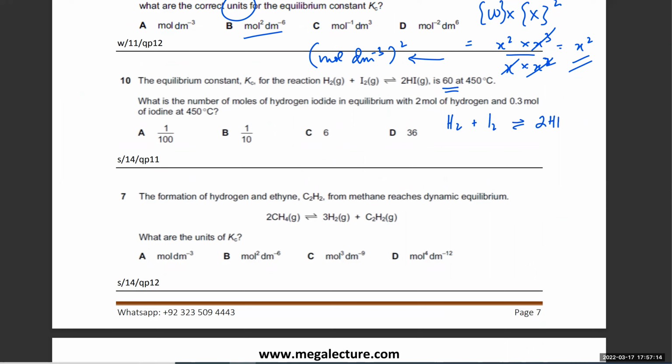They've given us the equilibrium moles. He's asking, what is the number of moles of HI in equilibrium with 2 moles of hydrogen and 0.3 moles of iodine? So you just write the Kc expression. Kc is HI squared. We don't know the question mark, so I'm going to take that as X. It's going to be X squared, divided by 2 into 3.